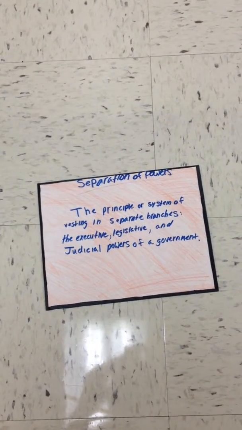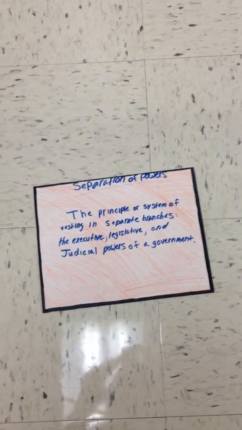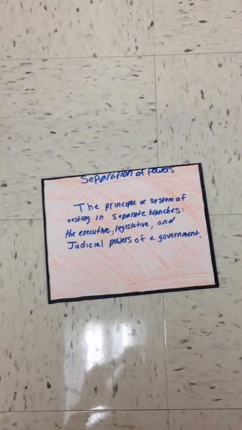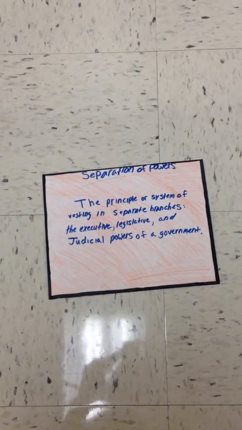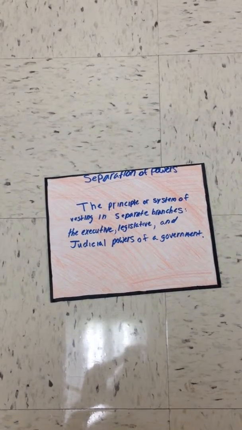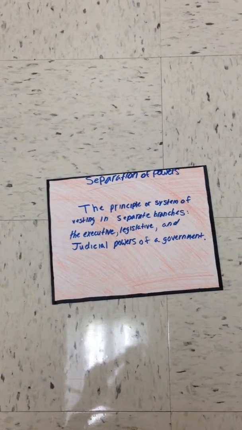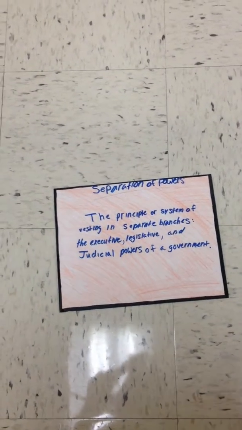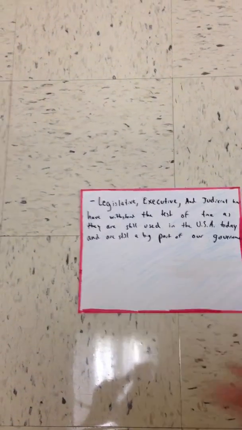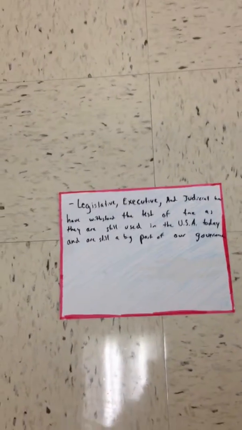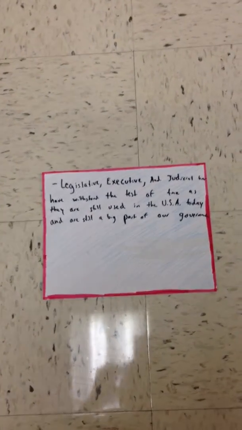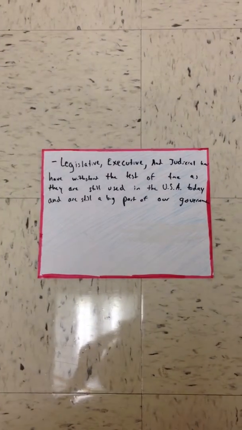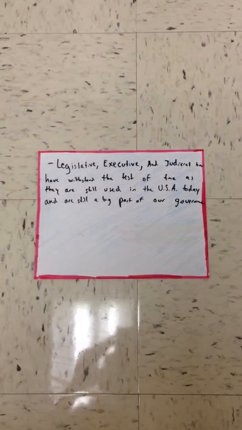Thirdly, the next principle is separation of powers. Separation of powers is what makes our government what it is today. Separation of powers is the principle or system of vesting in separate branches the executive, legislative, and judicial powers of a government. Legislative, executive, and judicial have withstood the test of time, showing again why these principles were so brilliant. For each power there is a section in the Constitution.